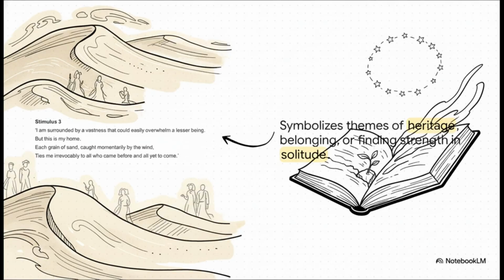This little piece of a poem isn't just about sand and wind. It's speaking to bigger ideas of home, of heritage, of feeling totally overwhelmed, or trying to find your place in a huge world. You just have to extract the feeling, the core concept, and weave that into your story.